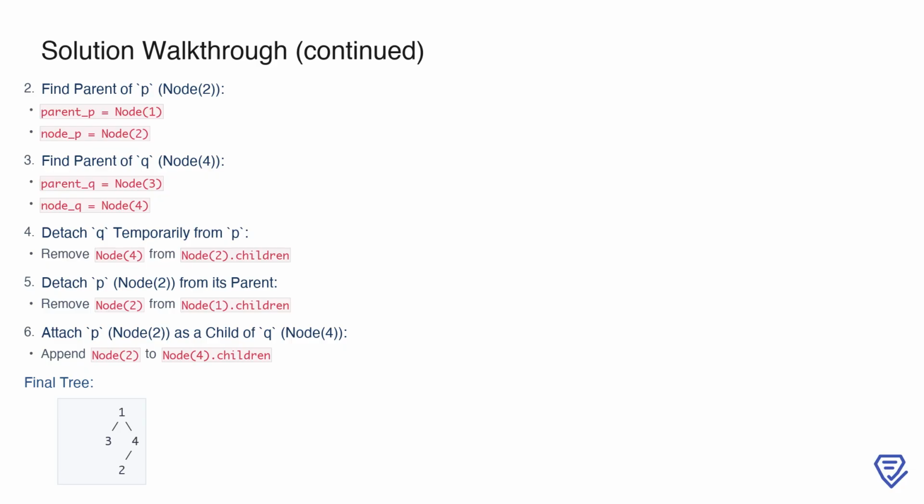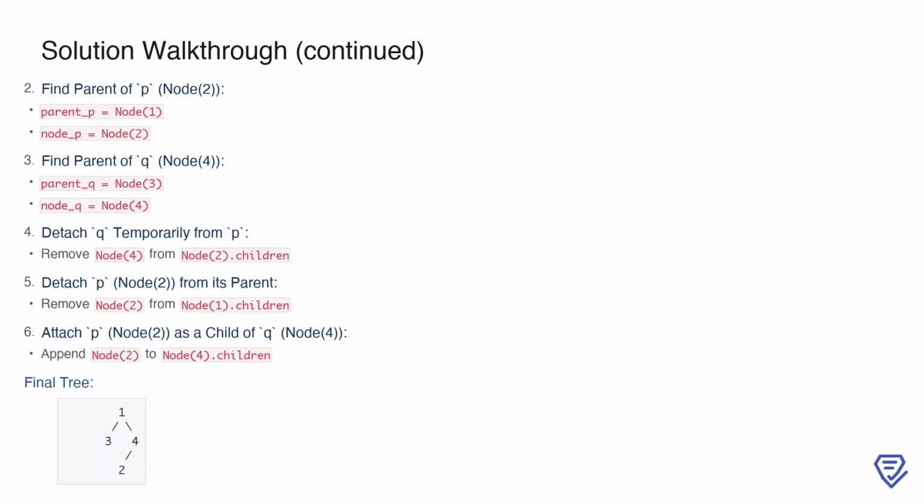Before we can move node 2, we first need to detach node 4 temporarily from node 2's subtree. This is done by removing node 4 from node 2's children list if it exists there. Then, we detach node 2 from its parent, node 1, by removing it from node 1's children list. Node 1's children now only include node 3.